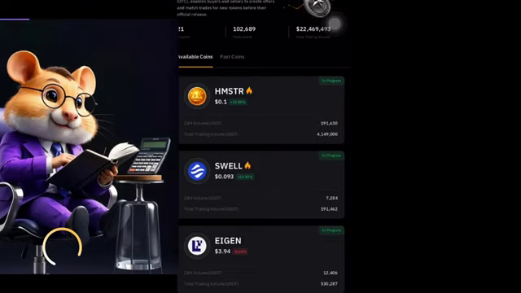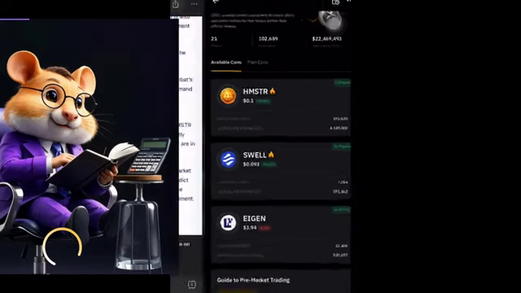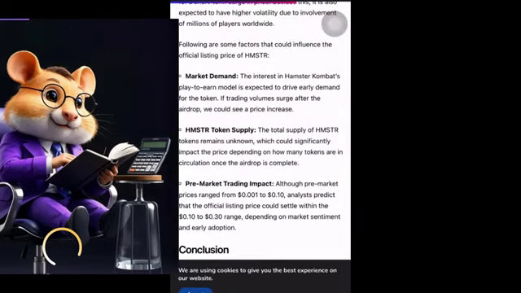So this is Bybit. You can see pre-market now, Hamster Kombat is around $0.1. So what is the total estimation we are going to be expecting from Hamster Kombat market price? The market price should be around $0.10 to $0.30. That is the ranging price of Hamster Kombat.